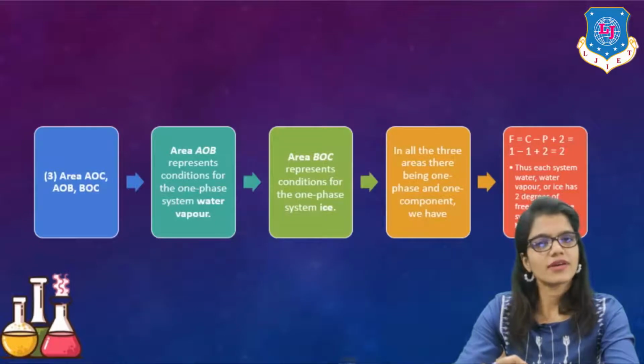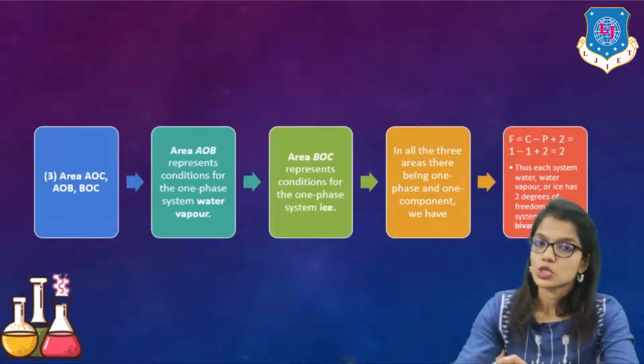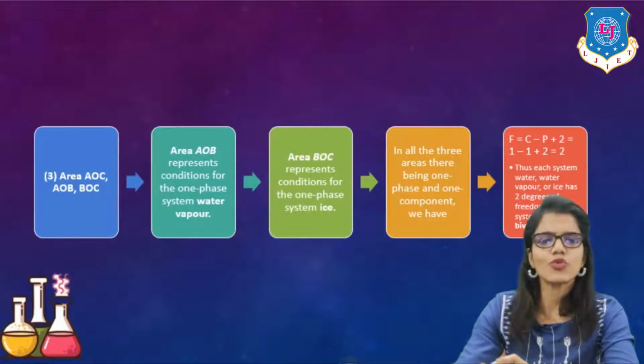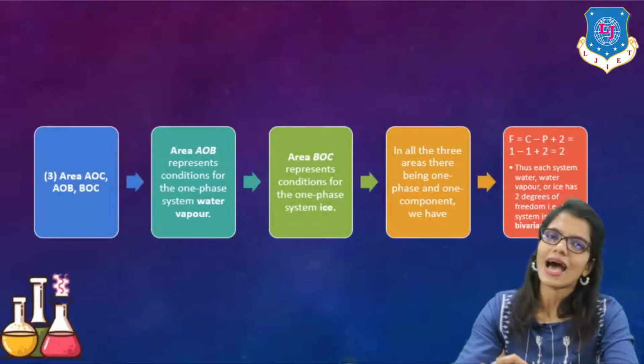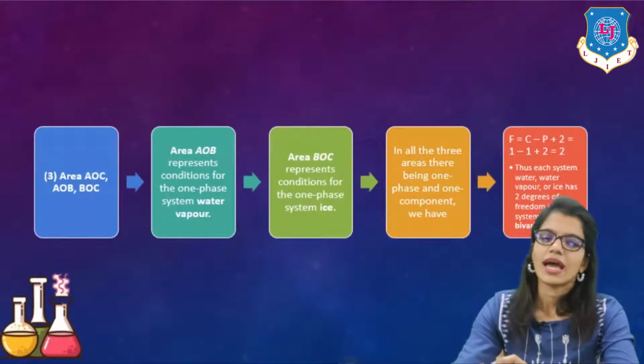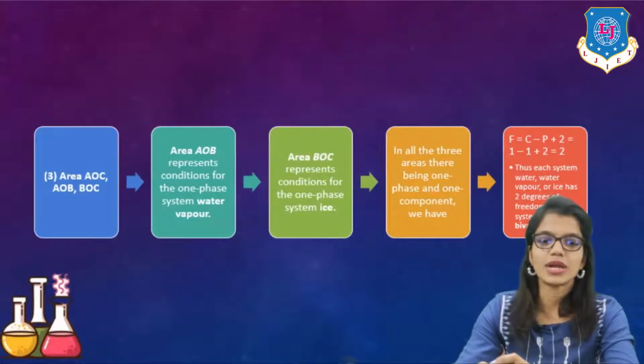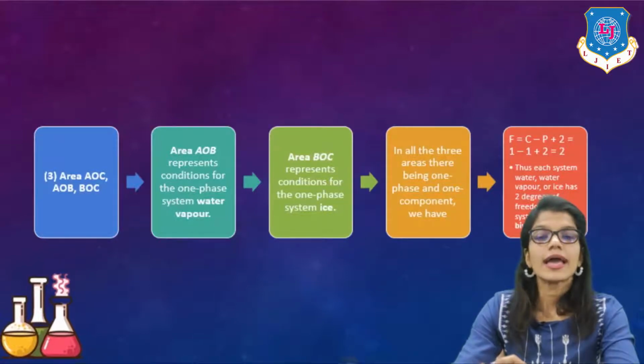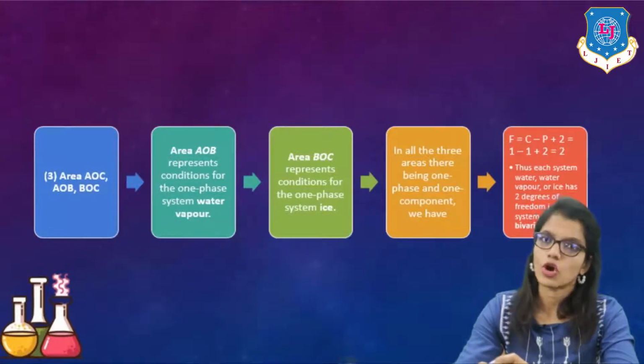After that we have area BOC. What does it actually represent? Area BOC represents the conditions for only and only one phase, which is ice. So it shows the solid, and AOB shows the gas. In all three areas, there is a one-phase, one-component system. So as you can see here, AOB is for water vapor, BOC for ice, and AOC is for liquid water. So it represents one component, one phase.